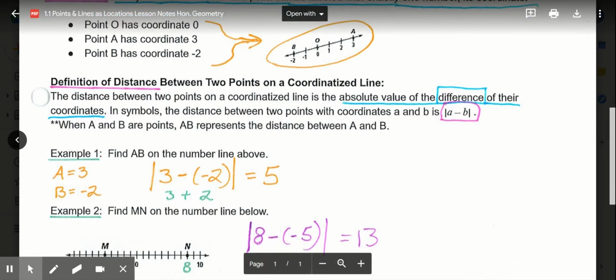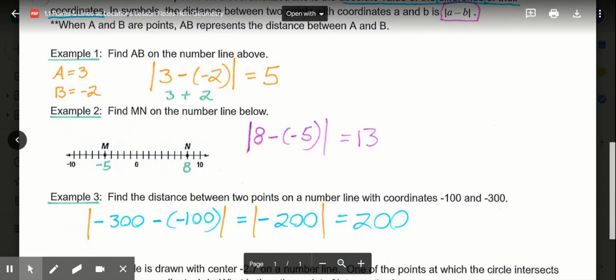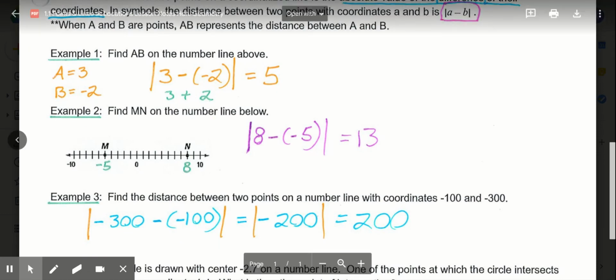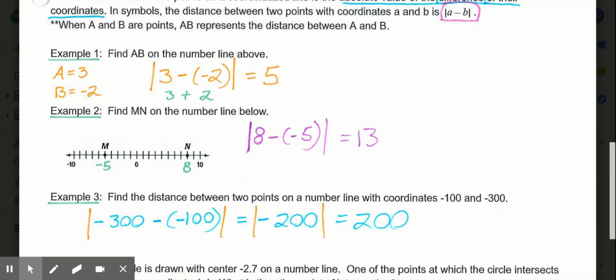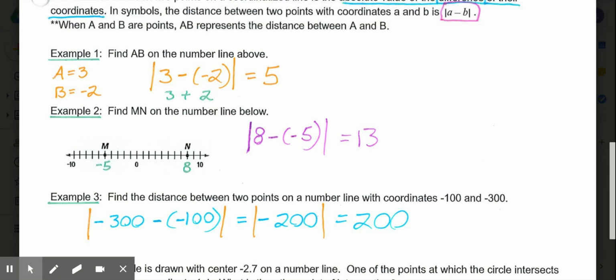So then, looking at example 2, find the distance between M and N on the number line below. M is at a coordinate of -5: 1, 2, 3, 4, 5. And N is at a coordinate of +8. To set this up, I'm going to do N minus M, so 8 minus -5, and then the absolute value of that. So 8 minus -5 is 8 plus 5, which is 13.